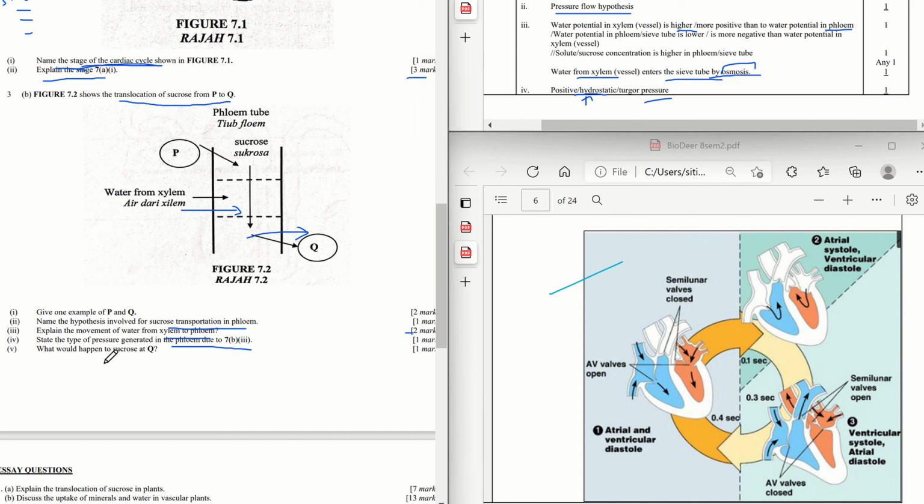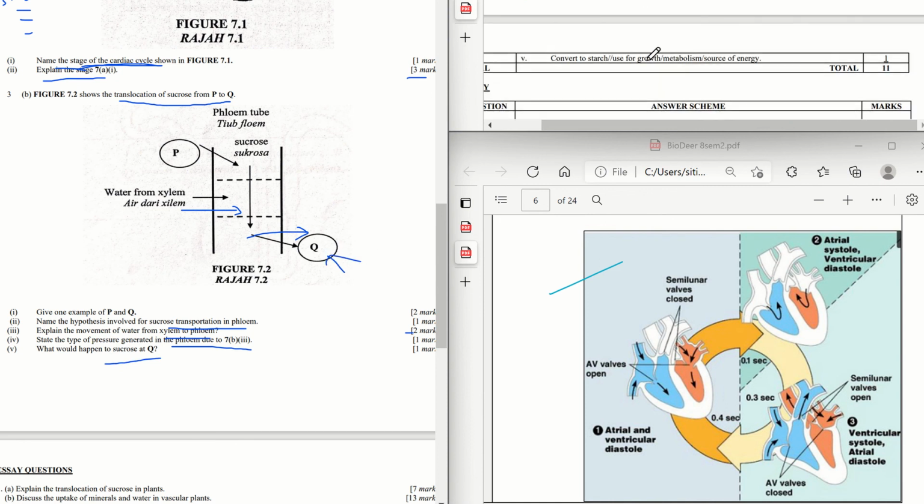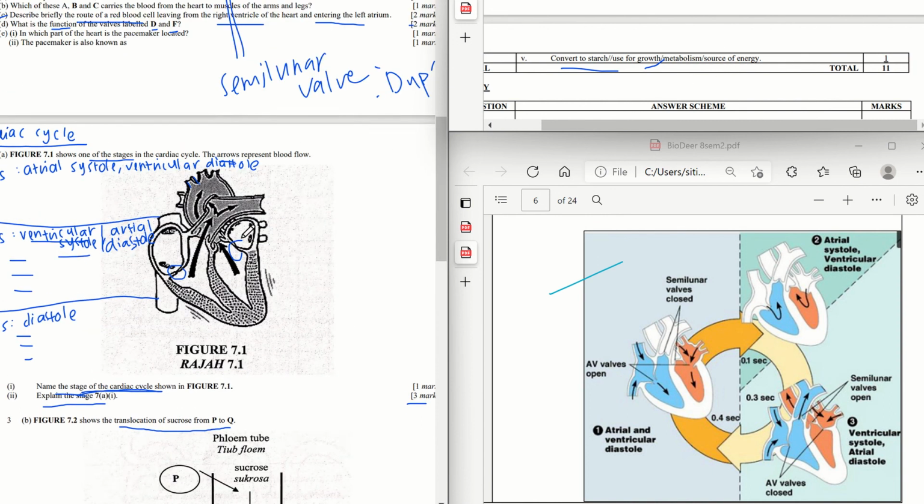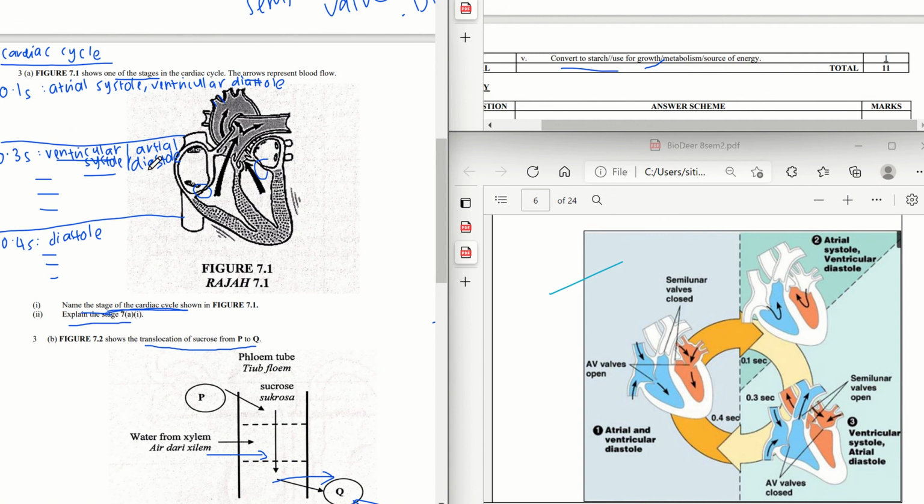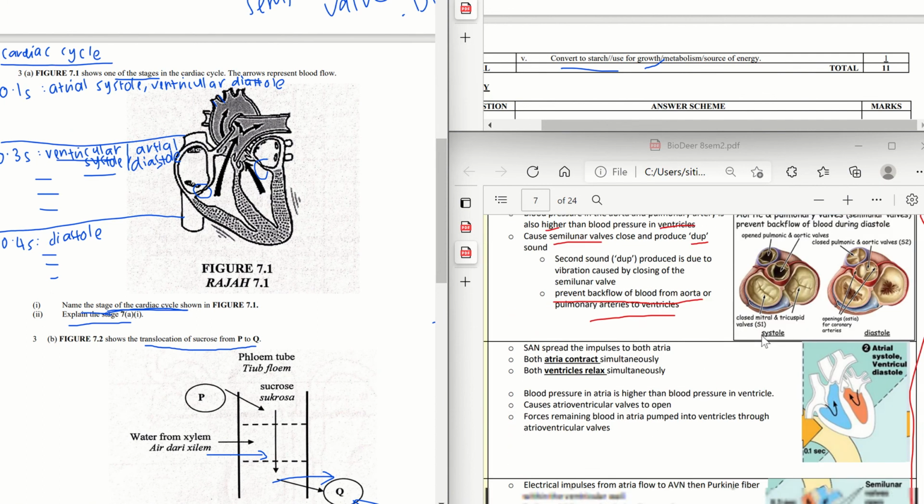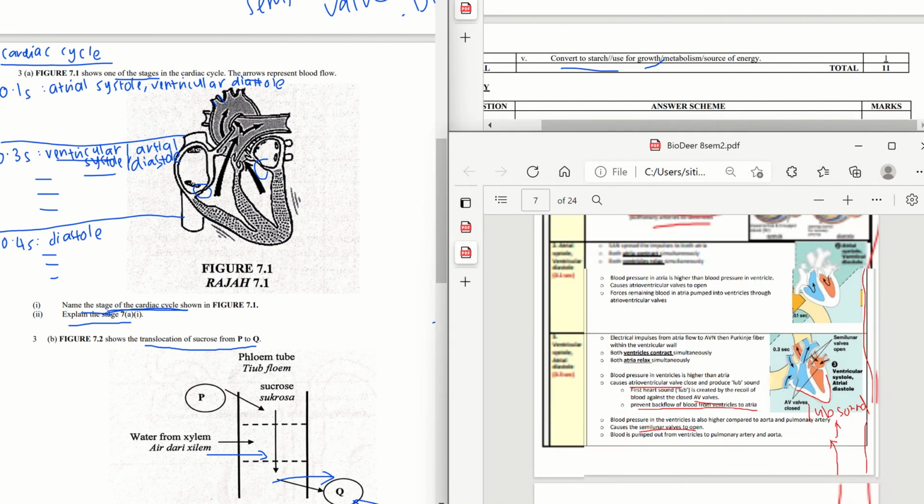Okay, so what would happen to sucrose at Q? So dekat Q, sucrose would be converted to starch. Okay, ataupun used for growth. Okay, source of energy.